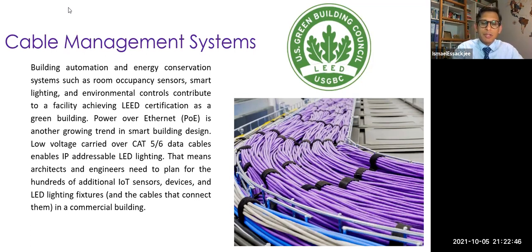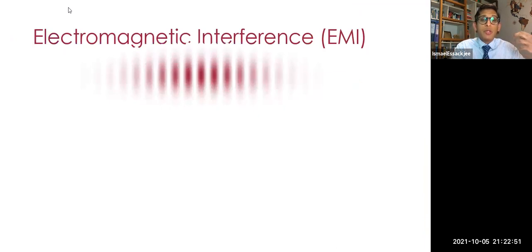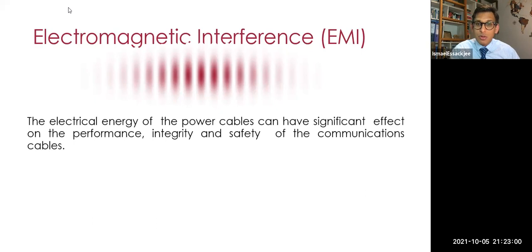This may be a part of industrial IoT as well. Okay, now when we wire, definitely we do have our power cables nearby, and we are going to install maybe communication cables. We have what we call electromagnetic interference, which can happen now. The electrical energy of the power cables can have significant effect on the performance, integrity, and safety of the communication cable. Why performance? Because it can cause some interference, it can cause noise.